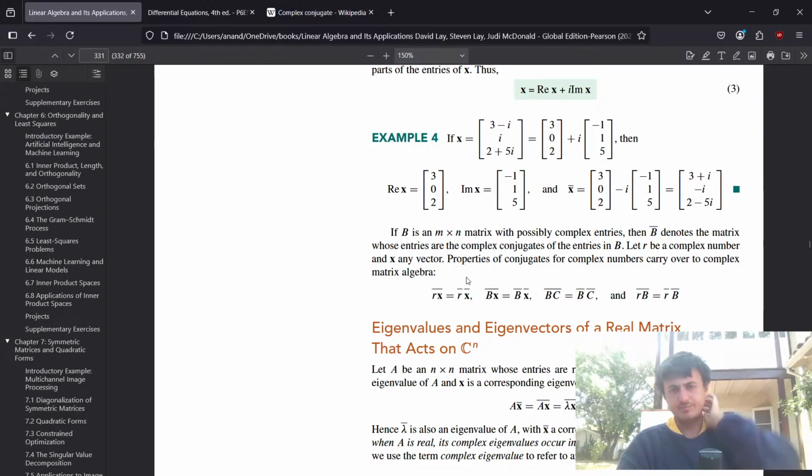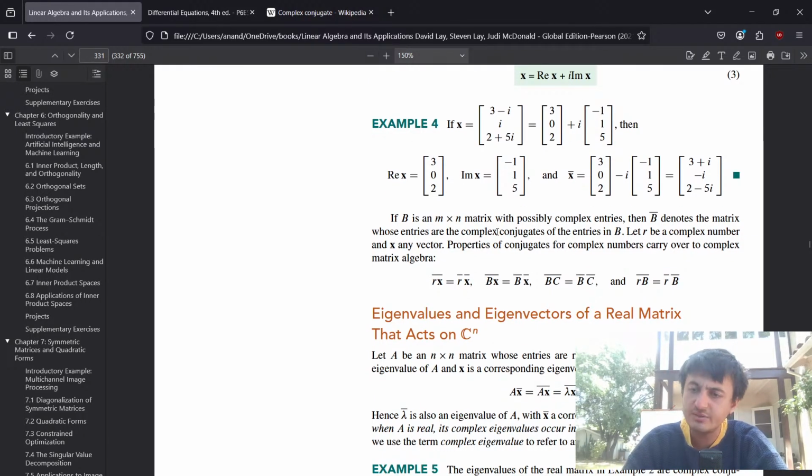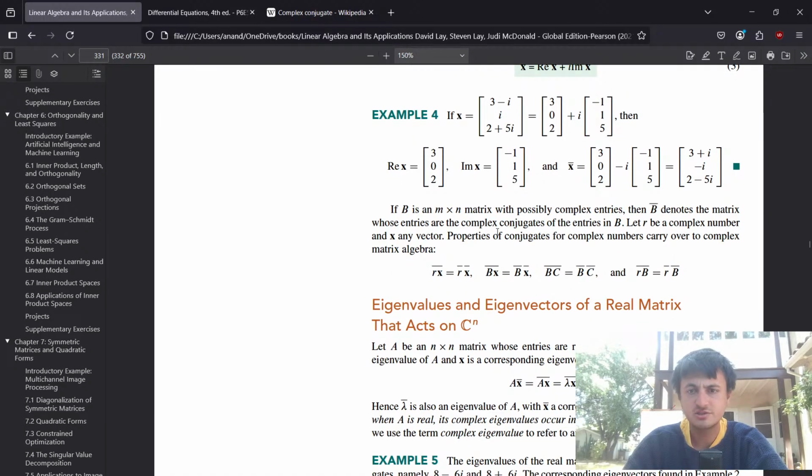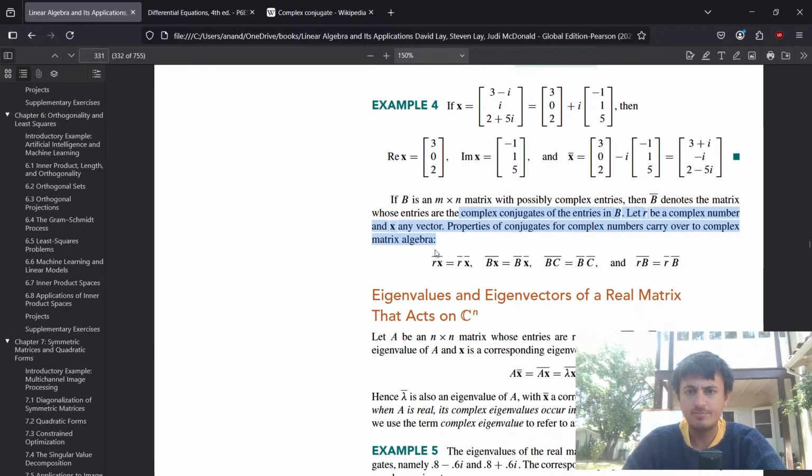If B is an m by n matrix with possibly complex entries, then B bar denotes the matrix whose entries are the complex conjugates of the entries in B. Let r be a complex number and x be any vector. Properties of conjugates for complex numbers carry over to complex matrix algebra.